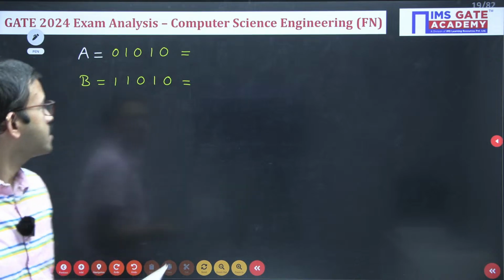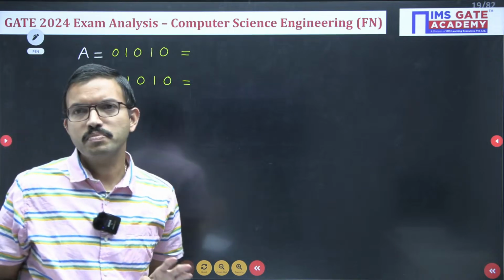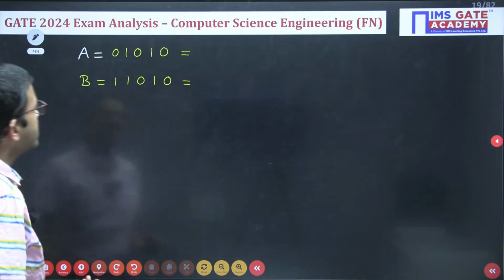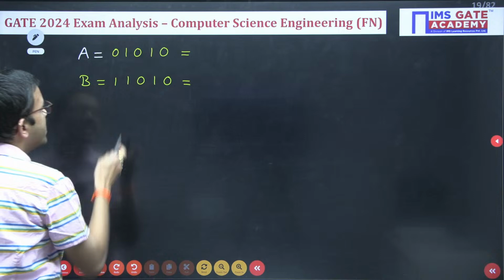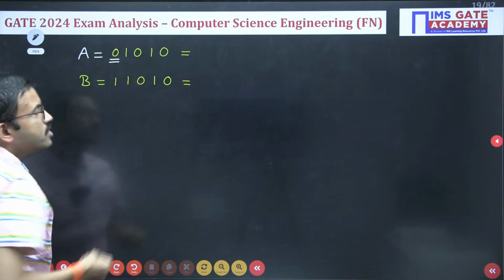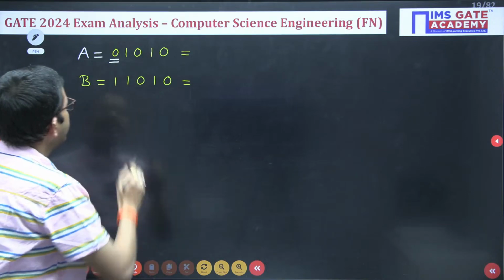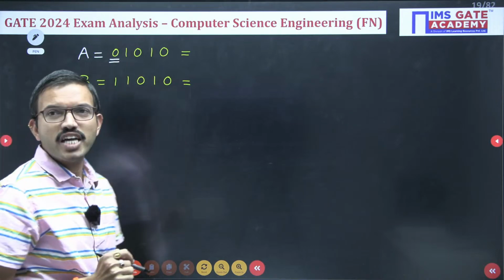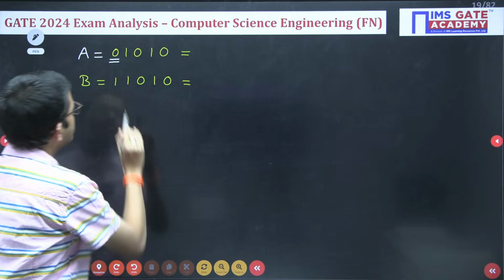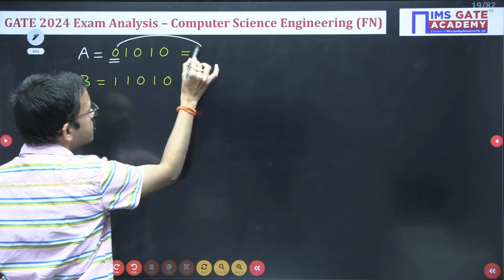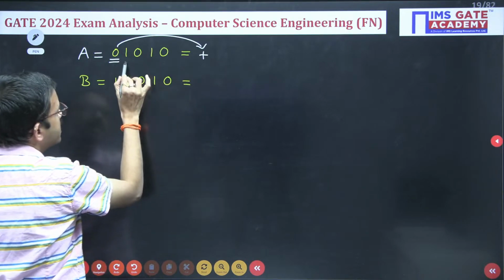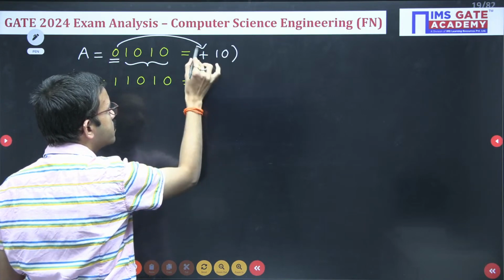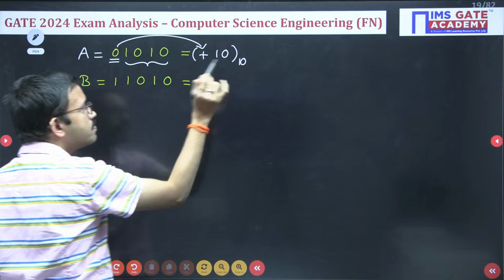First I will discuss the complete operation, after that you people can comment. Okay, in the given question, A and B are both represented in 2's complement form. Here, if the sign bit is 0, you can blindly follow sign magnitude form. Sign bit 0 indicates a positive number. Then 1, 0, 1, 0 is nothing but 10, so you are getting plus 10 in decimal form.